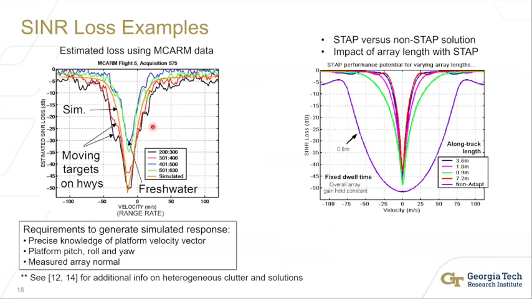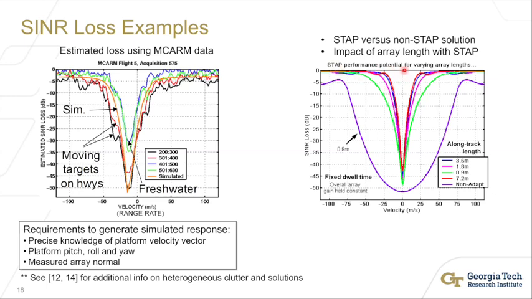Okay. So the other one I just want to point out here is SINR loss comparing the non-adaptive solution in purple with the STAP solution in green. And then the importance of a long track length in mitigating clutter.